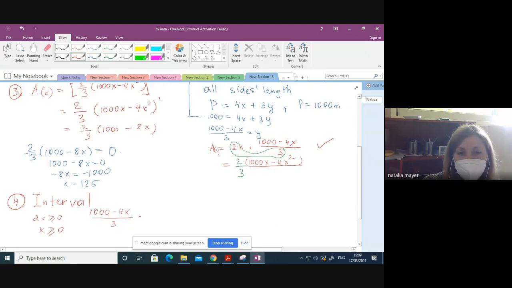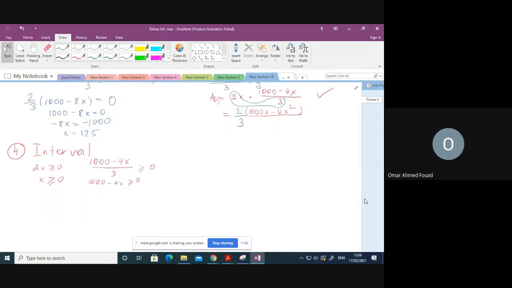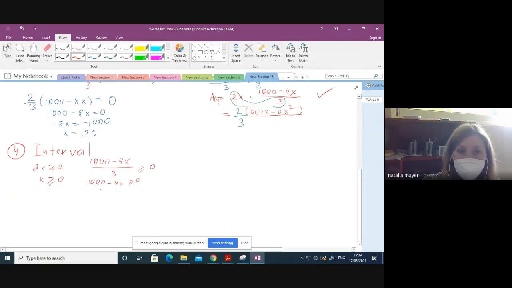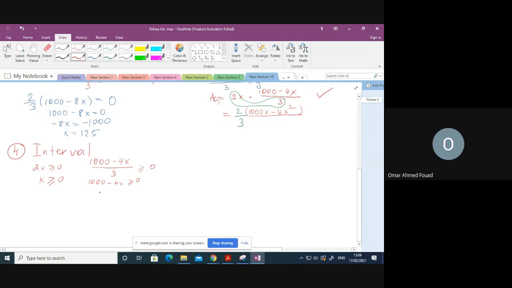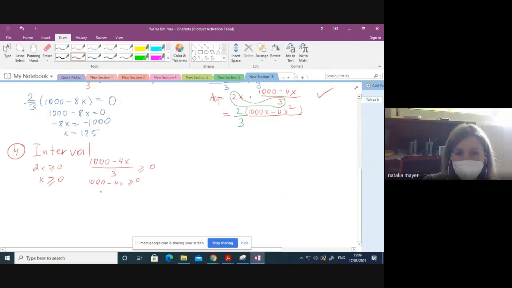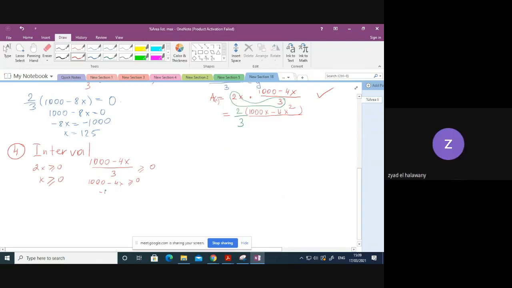So this has to be greater than 0. That means that 1000 minus 4x has to be greater or equal to 0. So let's try to solve this inequality. It's 250. X has to be less than 250. You see that, right?